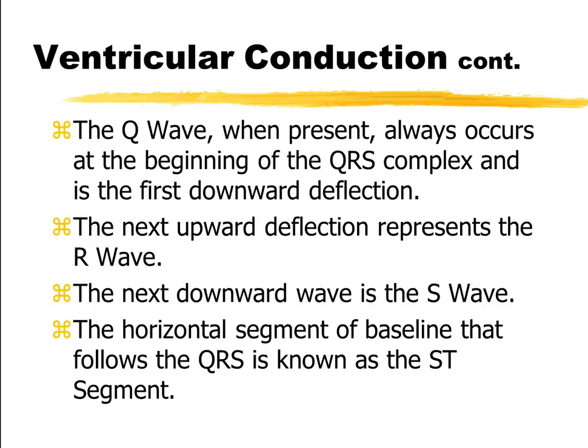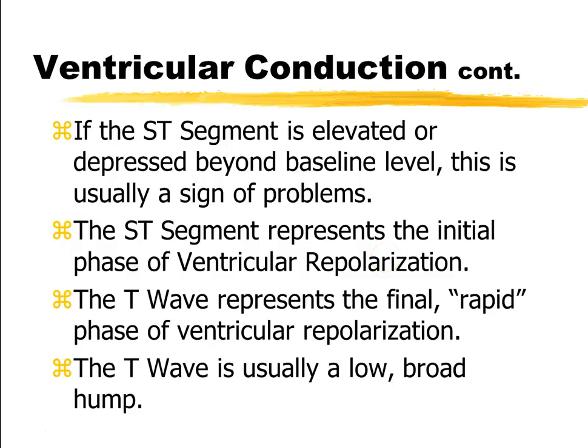I showed you that before, and the horizontal segment of the baseline that follows that QRS is known as the ST segment. If the ST segment is elevated or depressed below that baseline level, this could be a sign of problems. We'll catch you up to date on those when we get to the dysrhythmias and problems. The ST segment represents the initial phase of that ventricular repolarization.